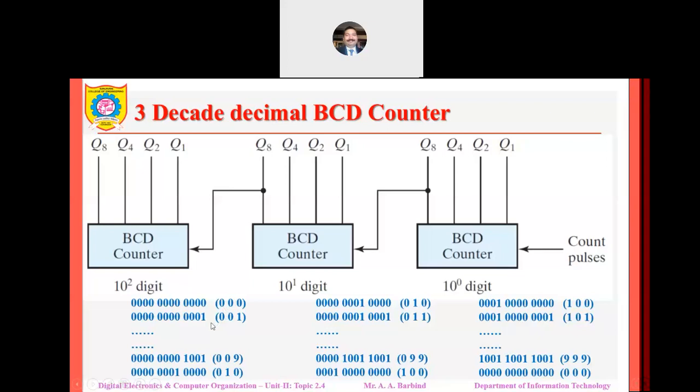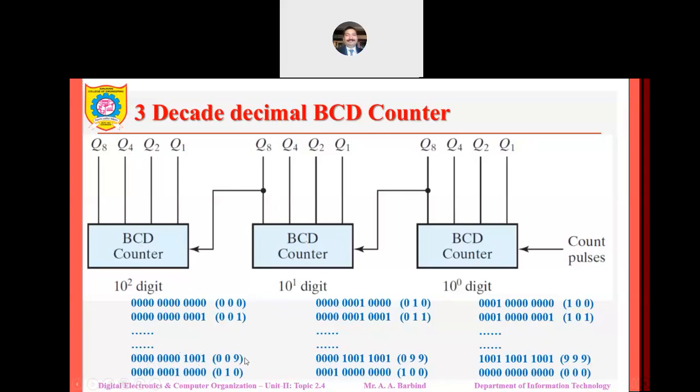And at the subsequent clocks, only the output of this particular BCD counter will change, and it will go up from 0000 to 1001. So this will happen at the ninth clock pulse. The output of this particular BCD counter will be 1001, whereas the next two BCD counters' output will be 0000, 0000 only.